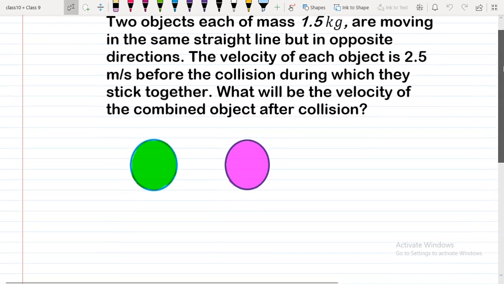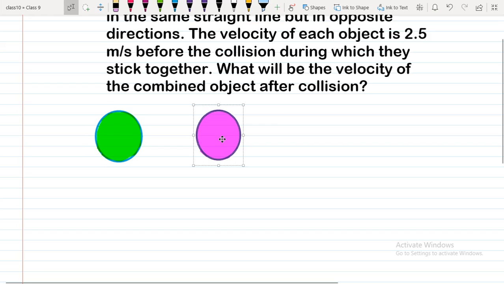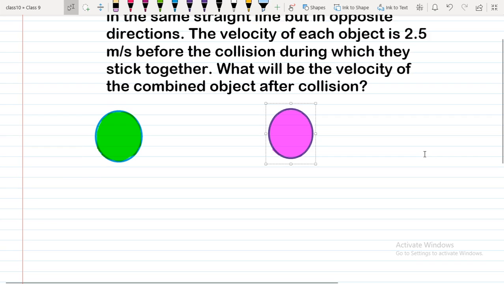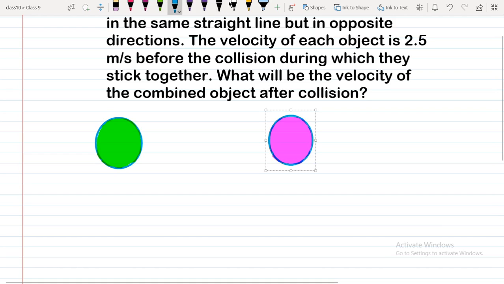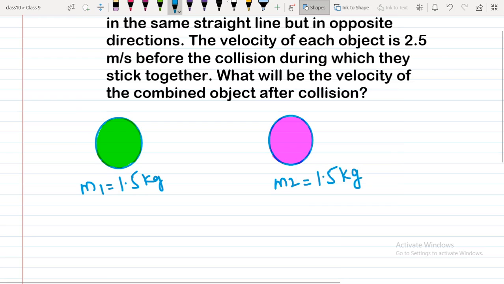So in the given problem, two objects are given. This is the green ball, one of the objects, and the velvet ball is another object. They are moving in opposite directions and their mass is also given. Mass of each one is equal to 1.5 kg. So I take this ball as m1 equal to 1.5 kg and this as m2 equal to 1.5 kg, and they both are moving in opposite directions.